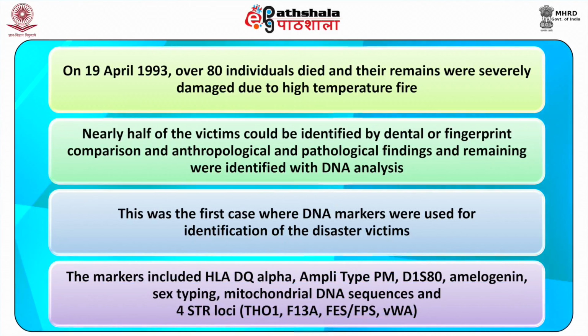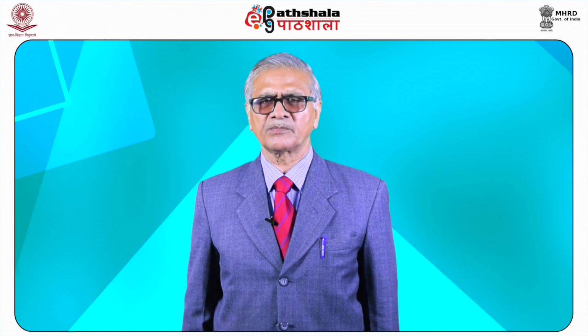The markers included HLA-DQ alpha, Amplitype PM polymarker, D1S80 marker, amelogenin sex typing, mitochondrial DNA sequences, and 4 STR markers. The reference sample from the living relatives were collected on blood collection cards when usable tissues from badly burned bodies were not available. The portion of the rib bones were removed for DNA extraction. Observed sample genotype were matched with predicted possible genotype based on results of relatives' blood samples.